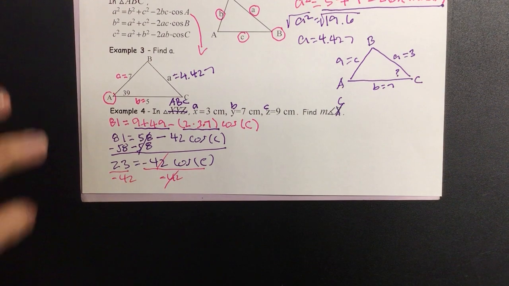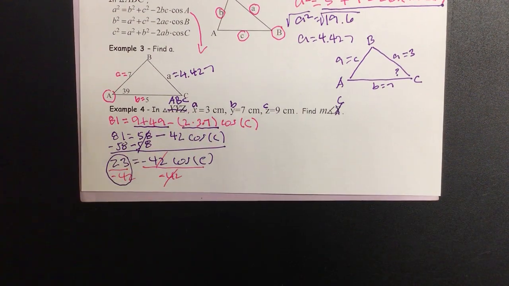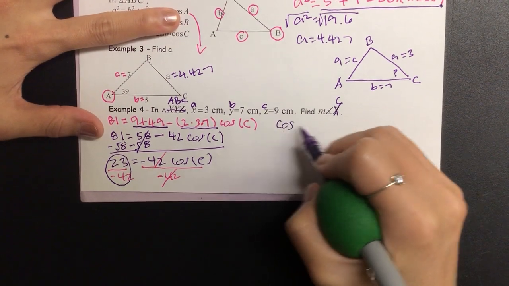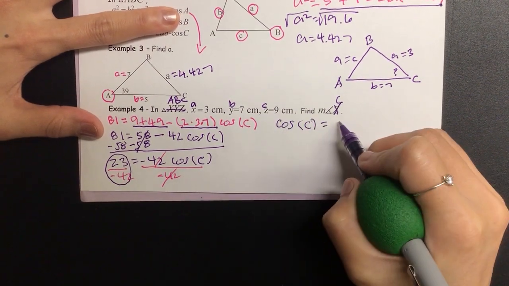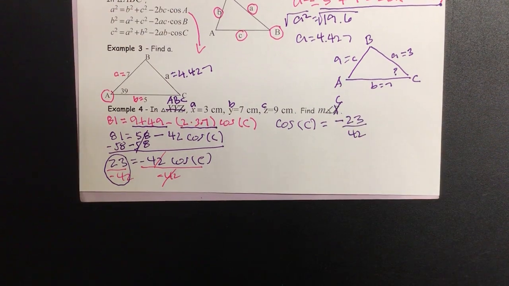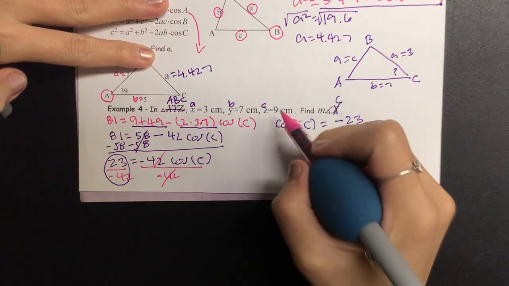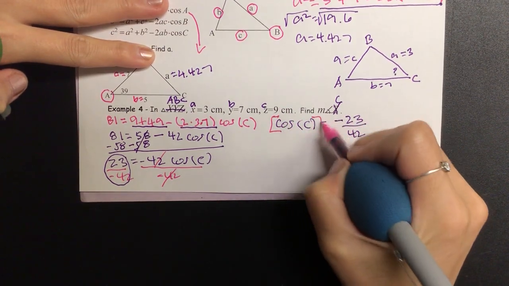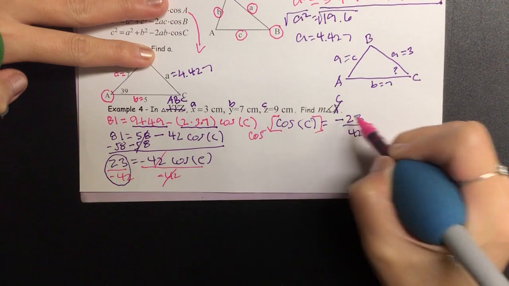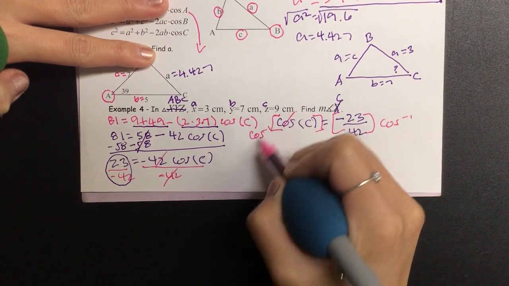Here's what I would do. This number right here will most likely look ugly. Leave it as it is. So cosine of angle C is equal to negative 23 over 42. Is my angle C almost by itself? So we are going to do what? Inverse, cosine inverse. That would cancel out the cosine and the inverse.